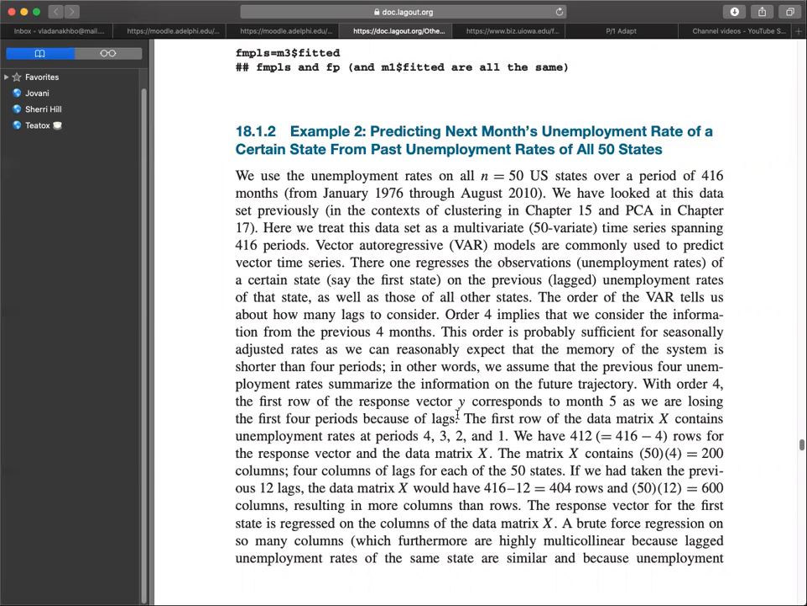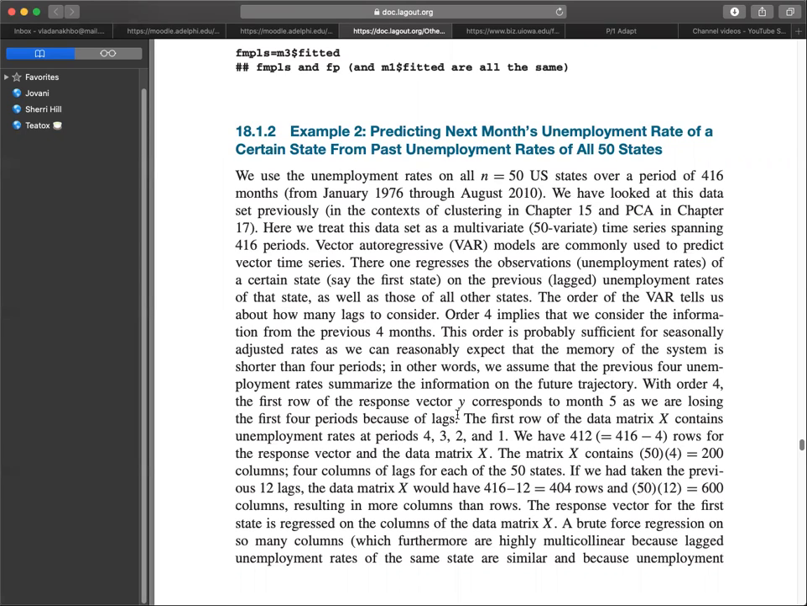We use the unemployment rates in all n equals 50 US states over a period of 460 months, so from January 1976 through August of 2010. Here we treat this data set as a multivariate time series, having 50 variates spanning 416 periods. A large R square in the regression expresses the fact that the explanatory variables are very capable of predicting the unemployment rate for the next month.